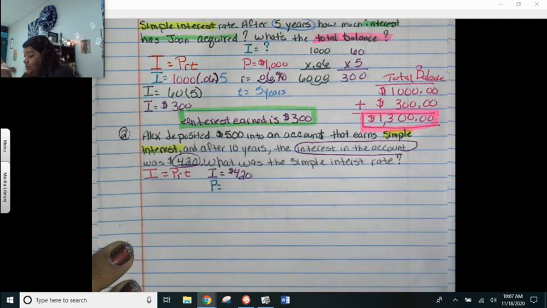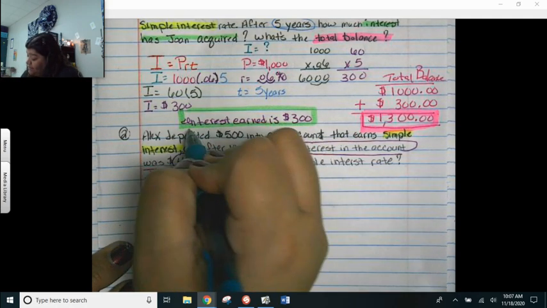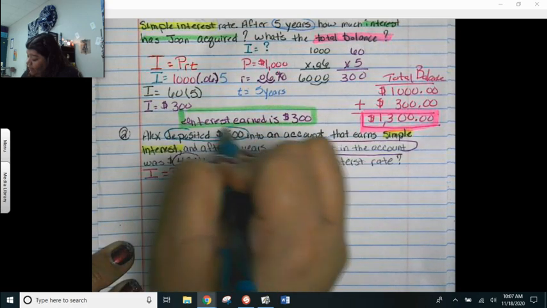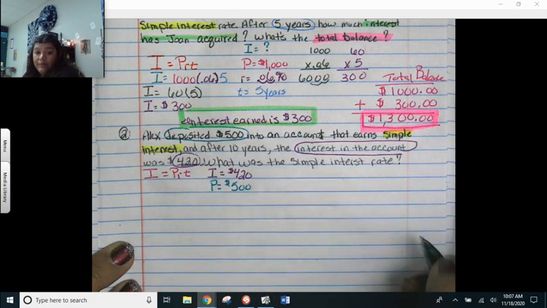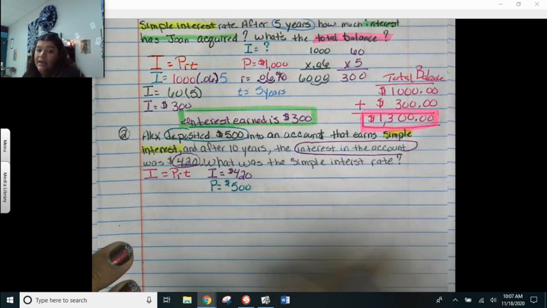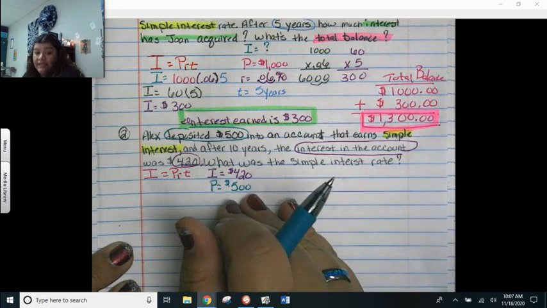P, I know P is the principal amount, is how much did I initially deposit or borrow? And it says that Alex deposited $500. So that is his principal amount. He borrowed, or no, he put this into his savings account. Okay. So he put $500 in. So that is his principal amount.